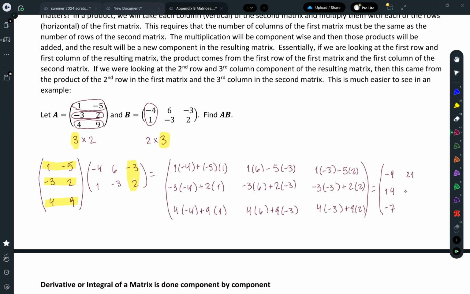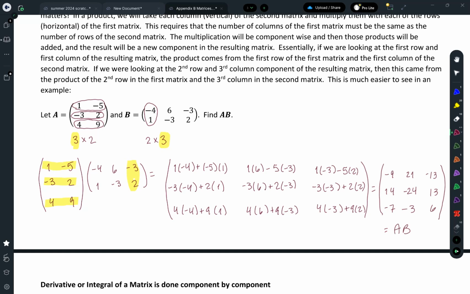I'm in my second column now. Negative 18 minus 6 is negative 24. And then 24 minus 27 is negative 3. And then my second column is done. Moving to the third column. Negative 3 minus 10 is minus 13. 9 plus 4 is 13. Negative 12 plus 18 will give me 6. And this is AB. That is my resultant matrix.